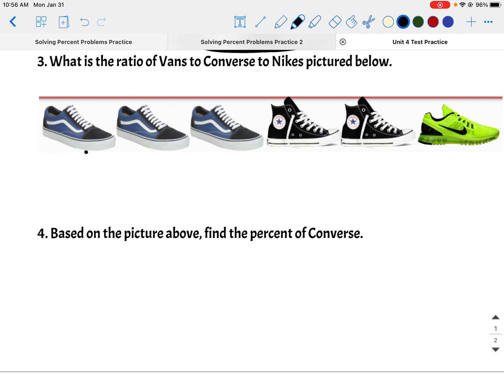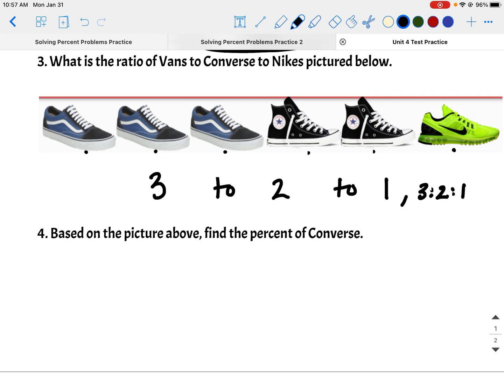There's how many Vans? 1, 2, 3. So that'd be 3. To 2, how many Converse are there? 1, 2, to 2. To 2, how many Nikes are there? There's 1. So our ratio is 3 to 2 to 1. You can also write that like this, 3 to 2 to 1. Or you can write it with the fraction symbol as well. All right, that part's pretty easy and straightforward.